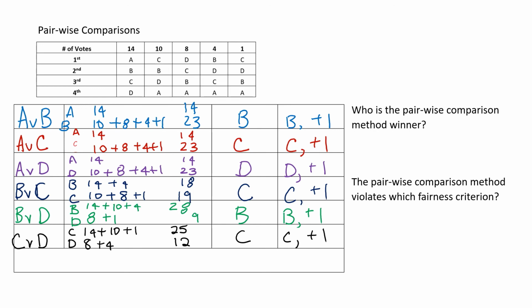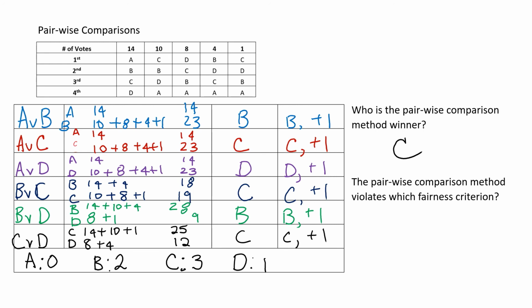Let's tally up the points. A doesn't win a single pairwise comparison competition. B has 1, 2 wins. C has 1, 2, 3 wins. And D has 1. So who is the pairwise comparison method winner? C.